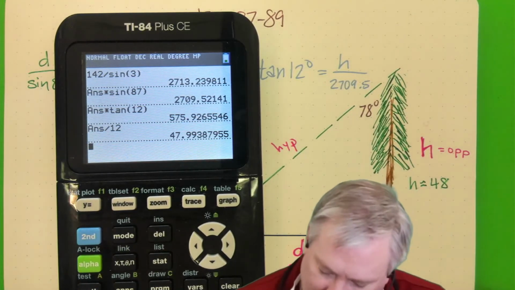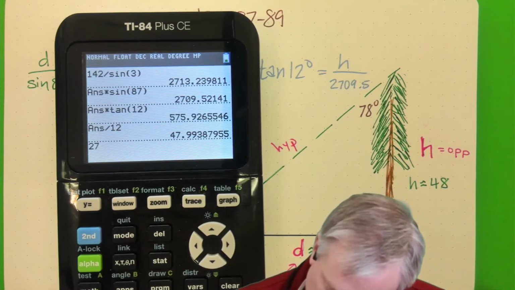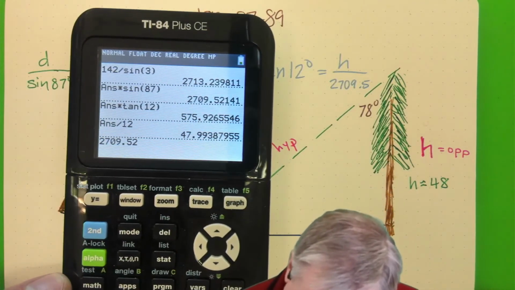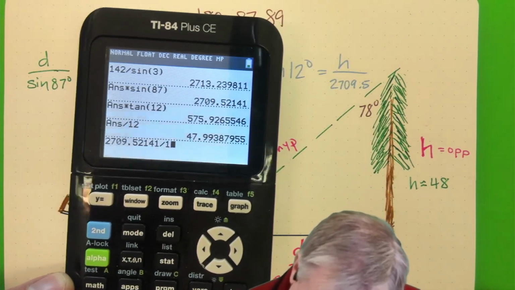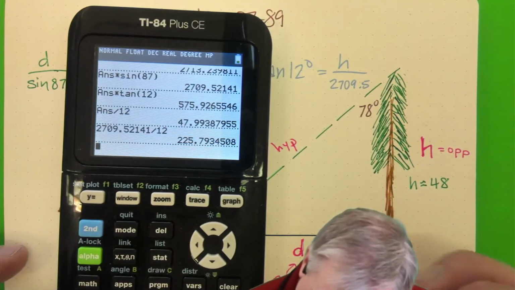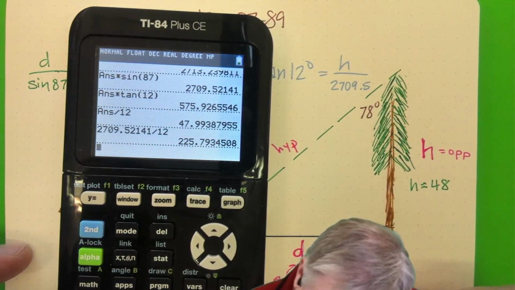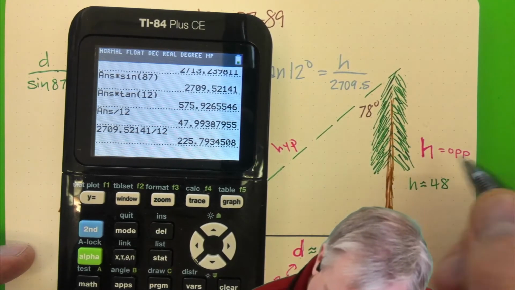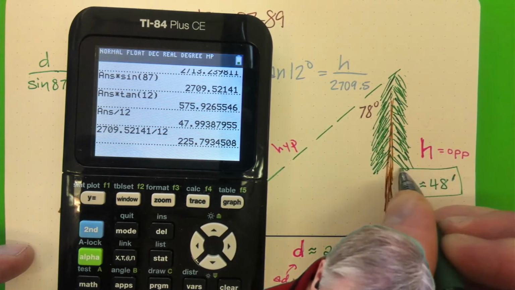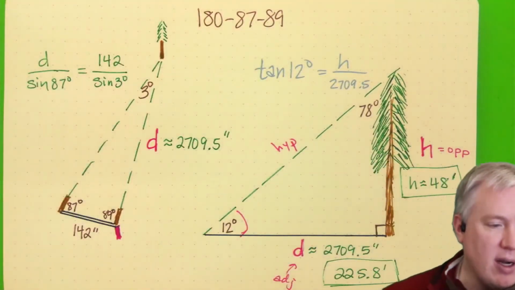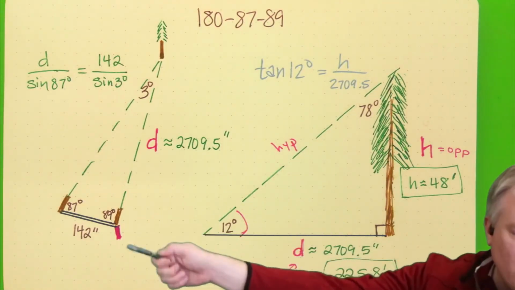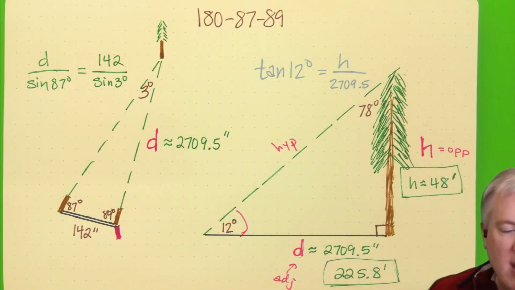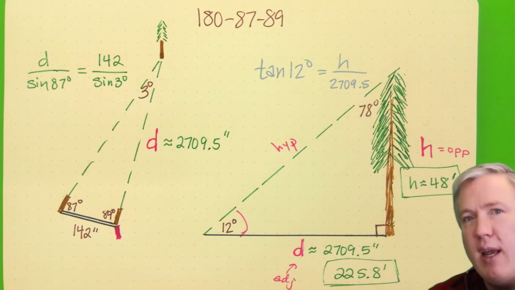Okay, and I'm going to go back and, for good measure, divide this distance number. I'm going to write the whole thing here and divide it by 12. And I get about 225.8 feet. Okay, if I want to have them both in the same unit, 48 feet there. So now what I know is that my tree from my spot was about 225.8 feet away from that spot that I was measuring, and that the height of the tree is about 48 feet tall.